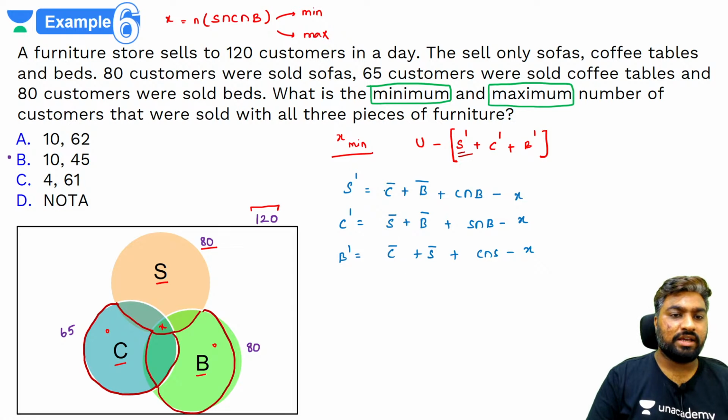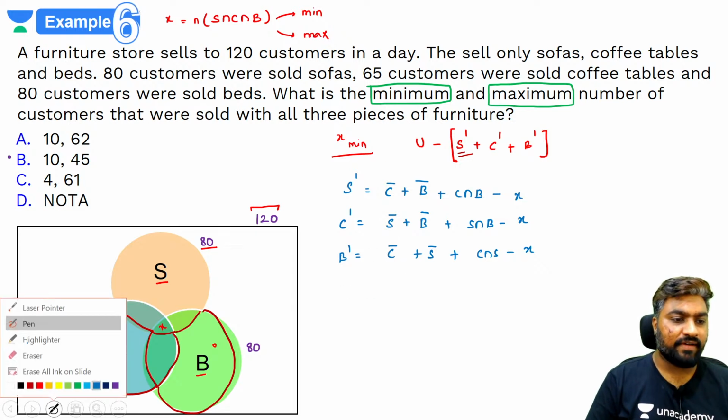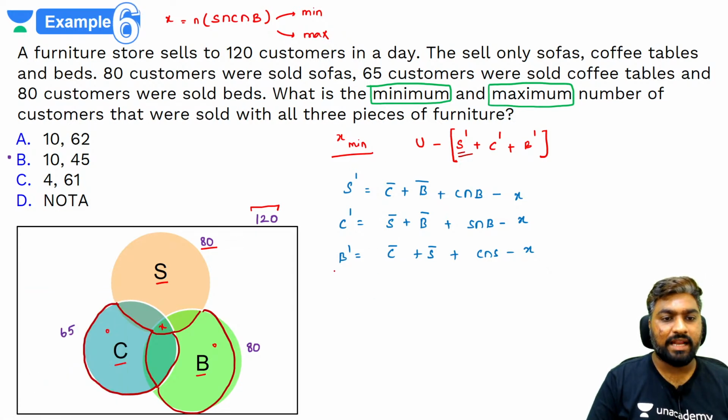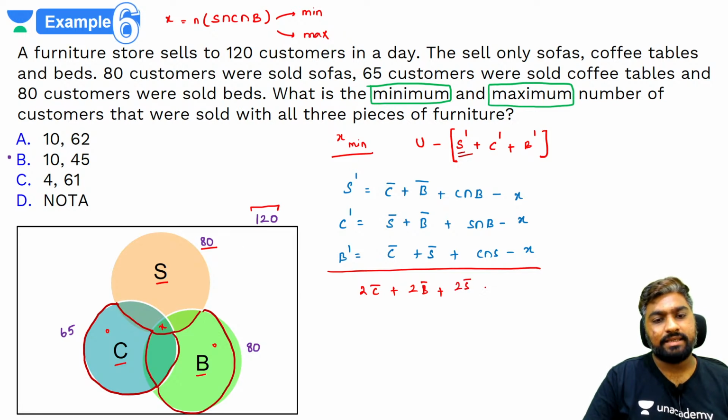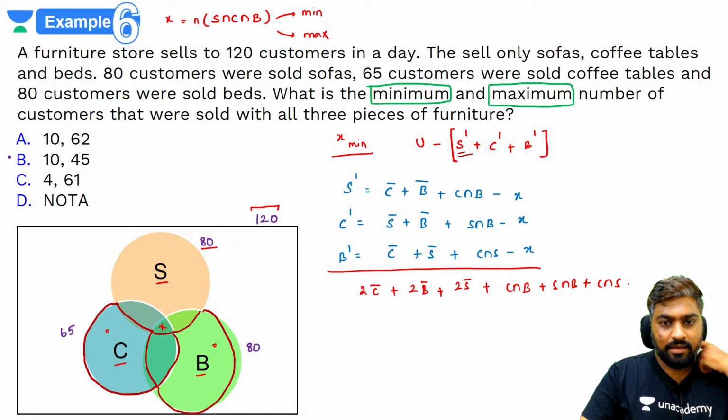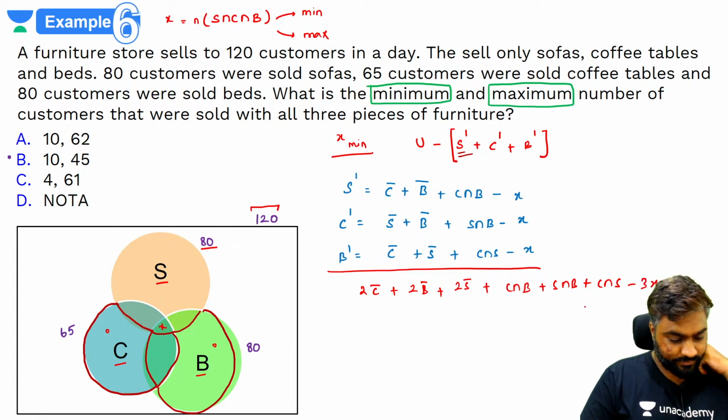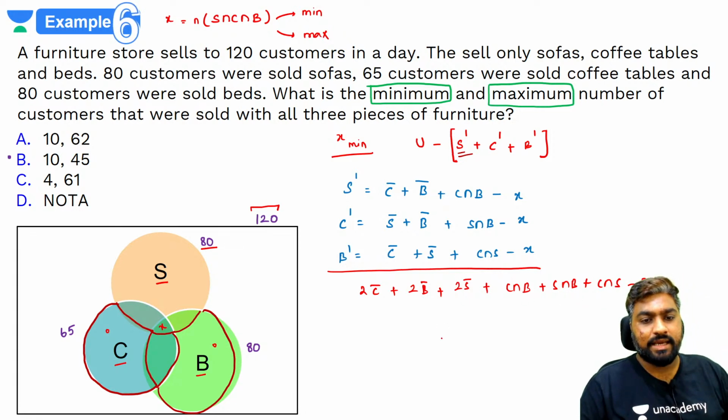Got it? So if I add all the three of them, what will happen? I get 2 times only C, plus 2 times only B, 2 times only S, plus the intersections C intersection B, S intersection B, C intersection S, minus 3 times X. Are you getting this, guys?